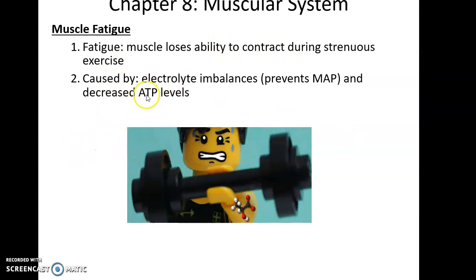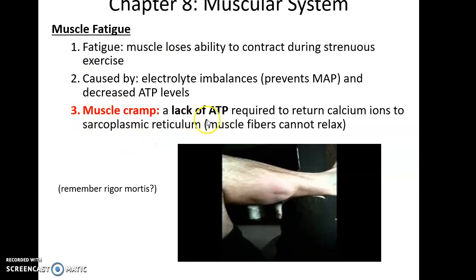And this is caused by either decreased levels in ATP, as I just mentioned, or electrolyte imbalance, where the ions that are moving across the membrane to cause the muscle action potential are in the wrong ratios because the muscle has been signaled too many times in a row. And muscle cramps is when you have lack of ATP, and then you're unable to get the calcium ions back into the sarcoplasmic reticulum. That uses energy. Muscle fibers can't relax. And let's say muscle cramps, a lot like rigor mortis. So, boy, don't look forward to dying.